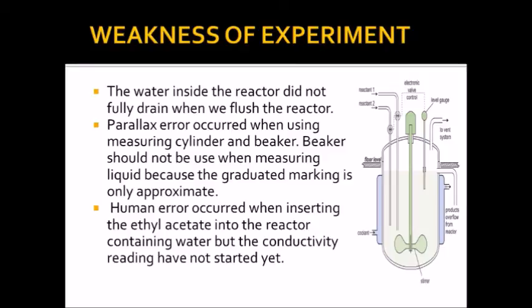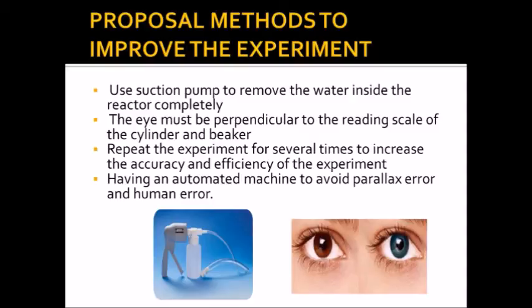Next is the proposal methods to improve the quality of experiment. When cleansing the reactor, a suction pump should be used to completely drain out the water from the batch reactor. Besides, when using the measuring cylinder, the eye must be perpendicular to the reading scale to avoid parallax error. In order to reduce as much human errors as possible, we should automate most of the procedure, such as input of reactants and also the measuring of the time of the reaction, to increase the accuracy of the experiment. Having an automated feed inlet system into the reactor would eliminate the possibility of affecting the conductivity of the reactants. Lastly, repeat the experiment several times to get the average values in order to get more accurate results.